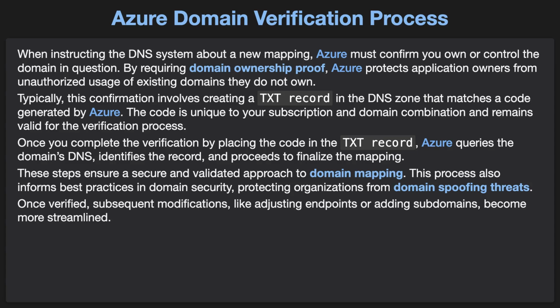Once you complete the verification by placing the code in the TXT record, Azure queries the domain's DNS, identifies the record, and proceeds to finalize the mapping. These steps ensure a secure and validated approach to domain mapping. This process also informs best practices in domain security, protecting organizations from domain spoofing threats. Once verified, subsequent modifications, like adjusting endpoints or adding subdomains, become more streamlined.